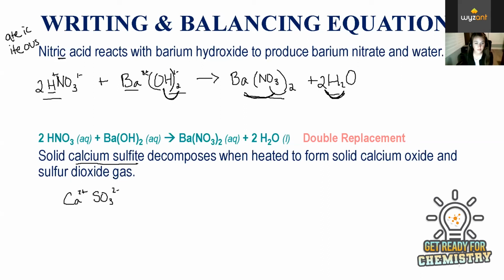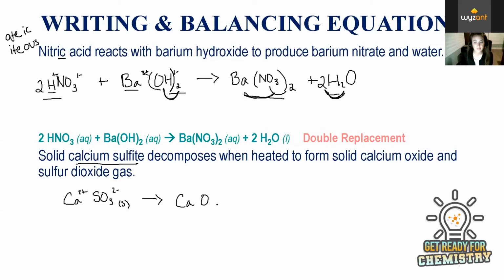All right, so calcium sulfite, and this is a solid, decomposes when heated. So decomposes usually means an arrow, so that means it's going through a chemical reaction, it's breaking apart. Remember, decomposition breaks apart, and it forms solid calcium oxide. So calcium and then oxygen. Again, ionic compound because it's metal, non-metal. Calcium is 2+, oxygen is 2-.